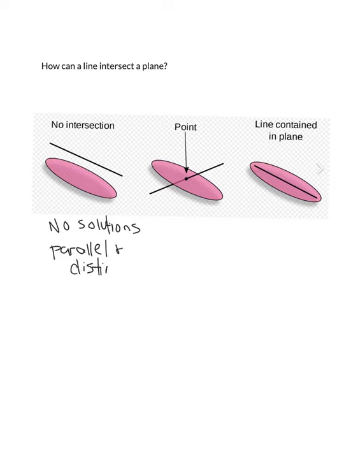Our second option would be if the plane and the line intersect at one point. To visualize this, you could take your piece of paper and your pen and poke the pen through the paper at one point. So this would give us just one solution. And the third option would be if the line was completely contained in the plane. For this one, there's an infinite amount of solutions. Basically, any point that was on the line or satisfied the equation of the line would be a solution.